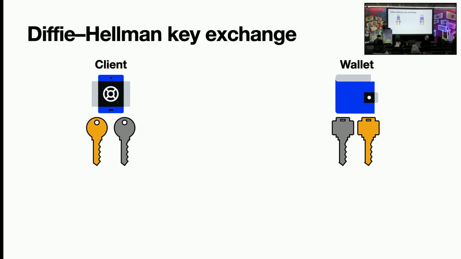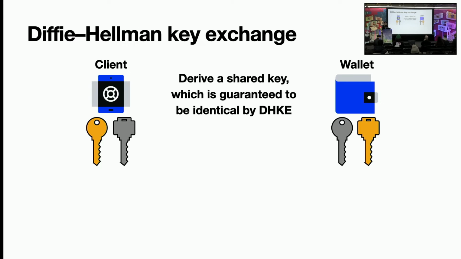So gold keys here are private ones. Client has circle ones, wallet has rectangular ones. They first exchange their public keys with each other. It's safe because it's just public keys. What Diffie-Hellman gives us is that by using your private key and the public key of your peer, both of you can derive the same identical key on your own. So since these peers now have a shared secret, they can encrypt and decrypt messages between them, and they're the only ones who can do so.